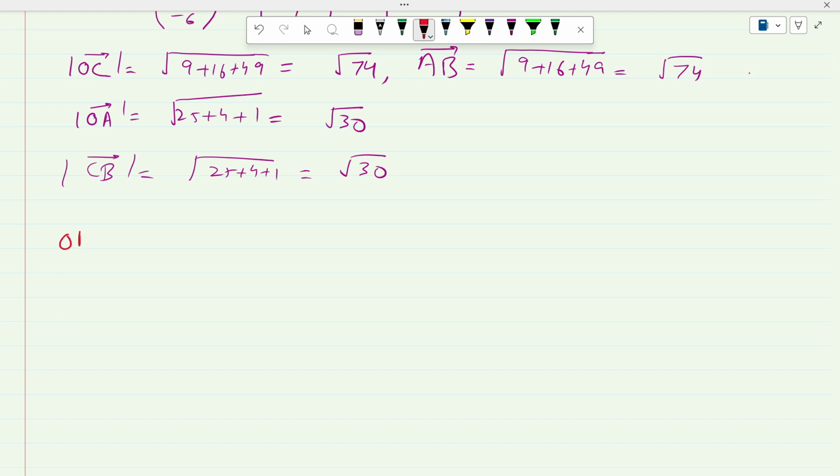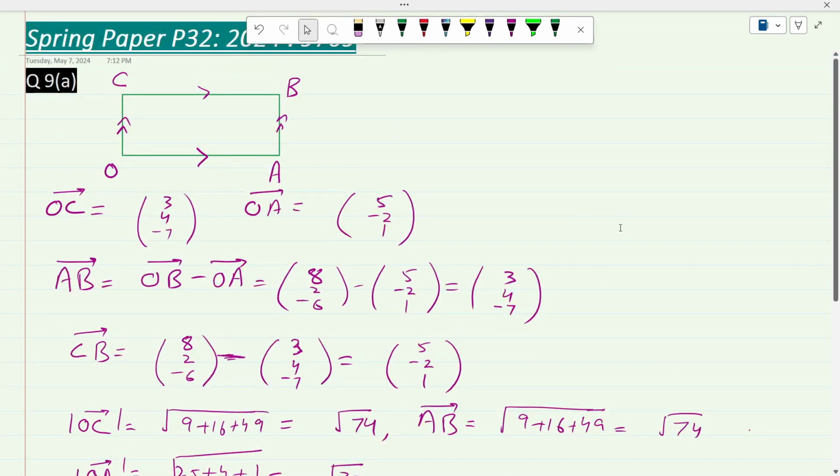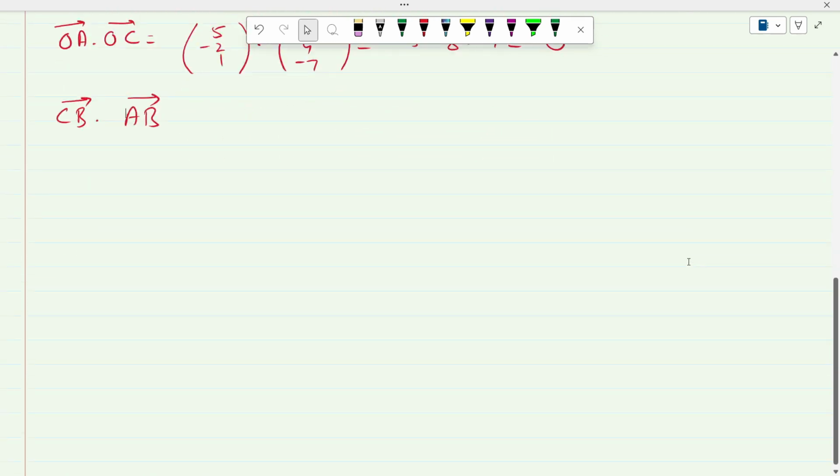Now OA dot OC: OA is 5, minus 2, and 1, dot 3, 4, minus 7. So it is 15 minus 8 minus 7, which is equal to 0. This means OA and OC are perpendicular. Then we pick up the other two, CB and AB. They are also adjacent sides, at angle B.